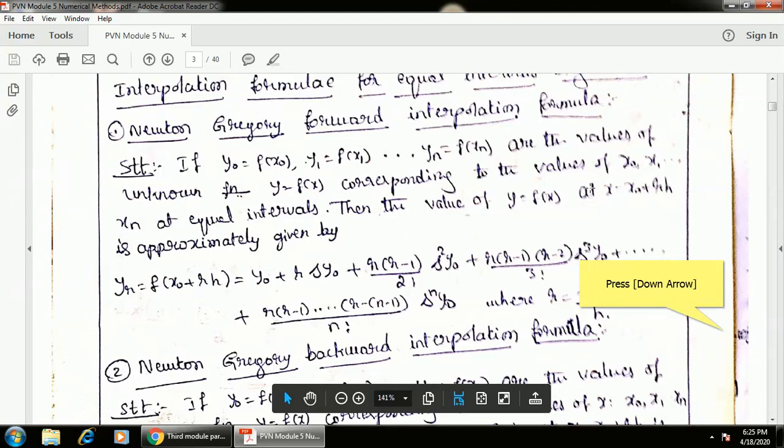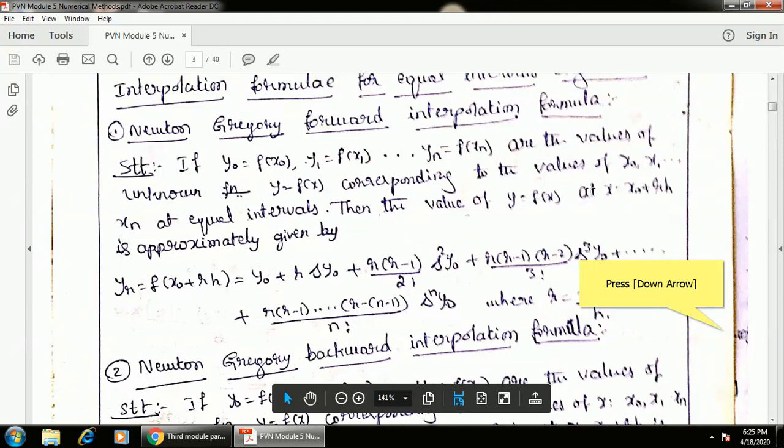We are finding the value of the function at x0 plus rh, that is equal to y0 plus r into delta y0 plus r into (r minus 1) by 2 factorial into delta square y0 plus r into (r minus 1) into (r minus 2) by 3 factorial into delta cube y0 plus dot dot dot plus r into (r minus 1) into (r minus 2) dot dot dot (r minus (n minus 1)) divided by n factorial into delta power n y0. Okay, look at this. y0 is known to us. Delta y0, delta square y0, delta cube y0, delta power n y0 are the leading forward differences.